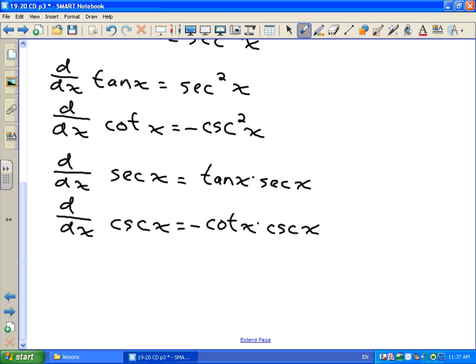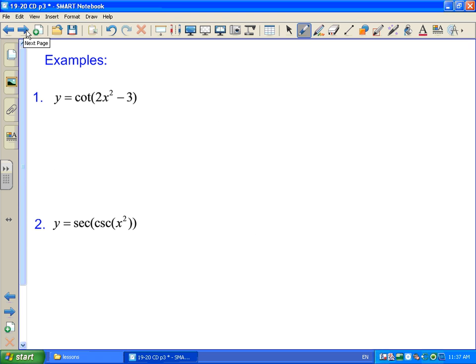Okay? So once you know them, the next thing you need to be able to do is apply them to find derivatives, especially if you're combining them using the chain rule with the derivative rules that we already have. So let's just take a look at a couple of examples here. The first one we're going to do is cotangent x here. So our function is y equals cotangent of 2x squared minus 3. Okay, so a straightforward chain rule application here. We've got our outer function is cotangent. Our inner function is 2x squared minus 3.